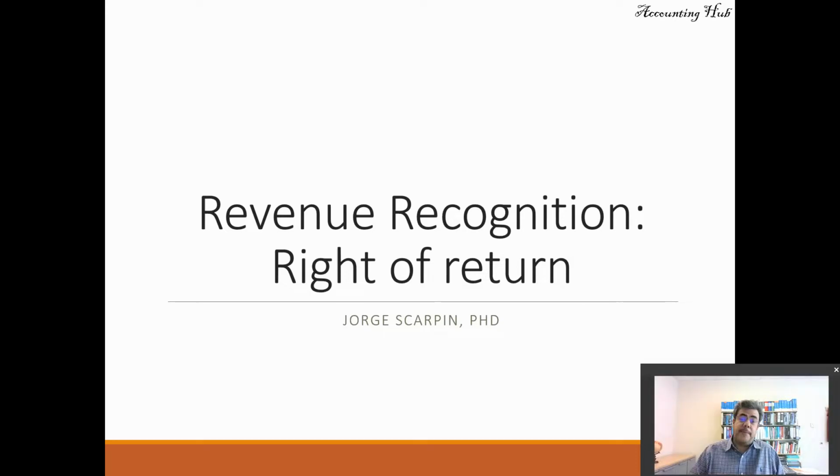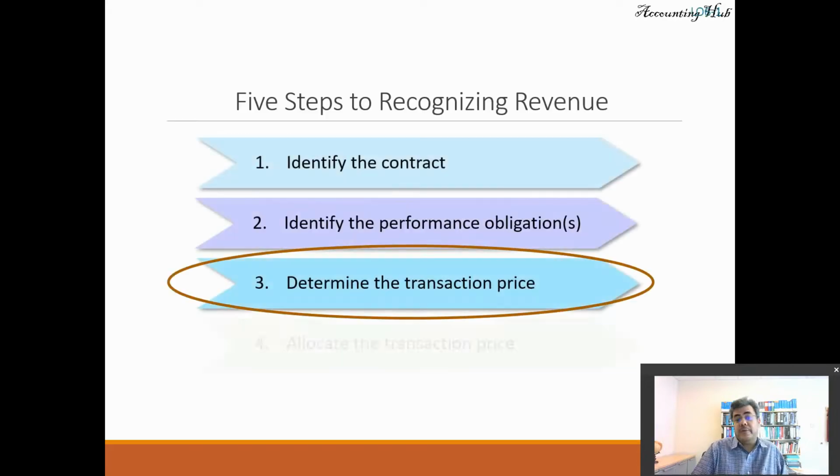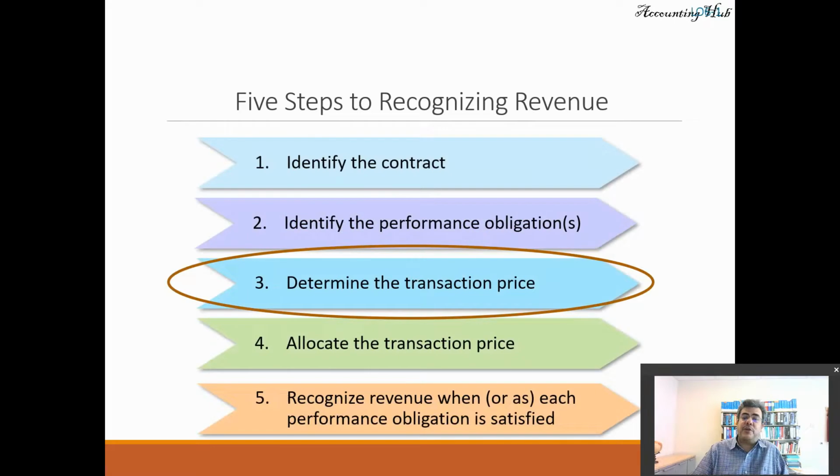I'm Professor George Scarpin, PhD in Accounting, and our topic today is revenue recognition, a specific topic on revenue recognition called the right of return. So, we have the 5 steps to recognizing revenue: identify the contract, performance obligation, transaction price, that is our issue here, and then allocate the transaction price. And then recognize revenue when or as each performance obligation is satisfied.